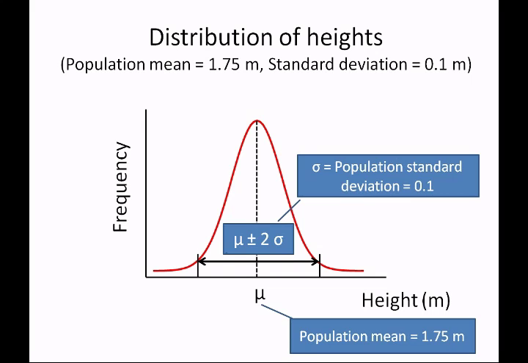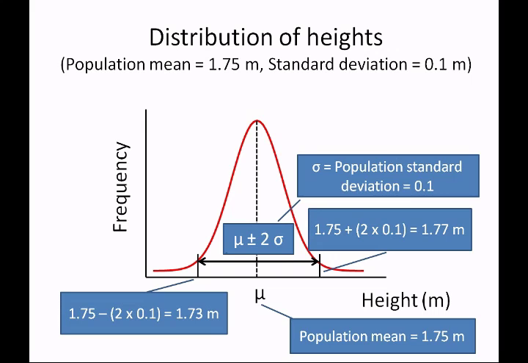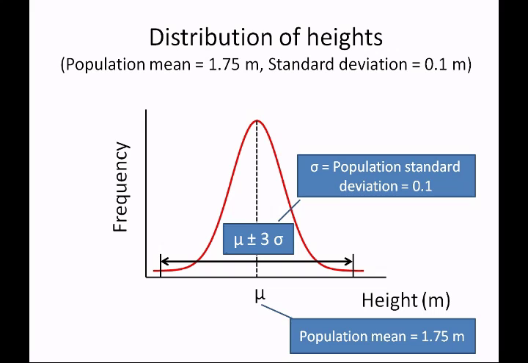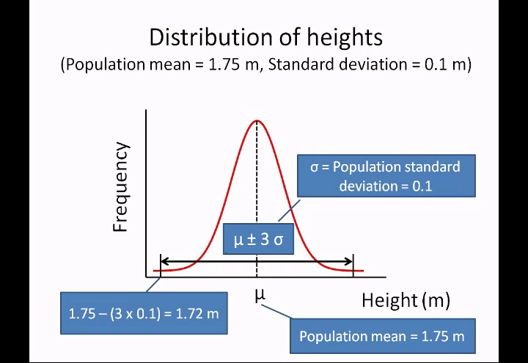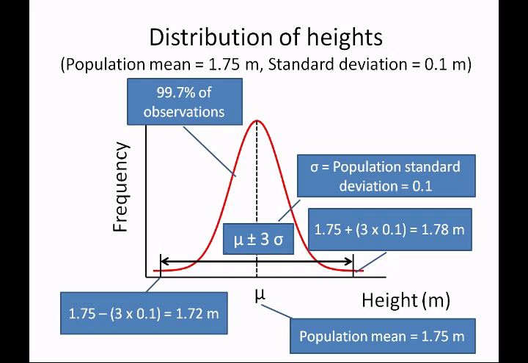If, however, we take a range from the mean plus or minus 2 standard deviations, the range now extends from 1.73 meters at the lower end to 1.77 meters at the higher end. And what we find now is that those limits contain 95.5% of all the observations. And then for our final example, if we take the mean plus or minus 3 standard deviations, that extends from 1.72 meters to 1.78 meters, and we find that 99.7% of all observations fall within that range.